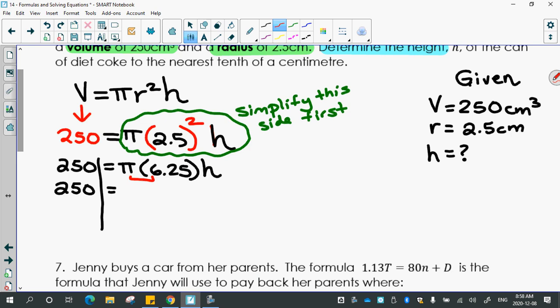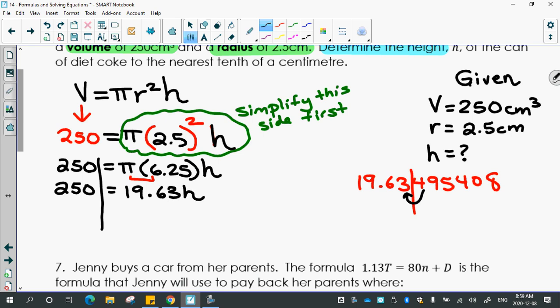So when I type that in, because I use the pi button, I get this long number on my calculator. But I want to keep two numbers after the decimal. So this 4 decides whether I round the 3 up or leave the 3 alone. Does anyone remember the rule? How do you know whether to round up or not? 5. So if this was a 5, I would round that up, but it's a 4, so it stays the same. Very good. So the number in front of H is now 19.63 times H.